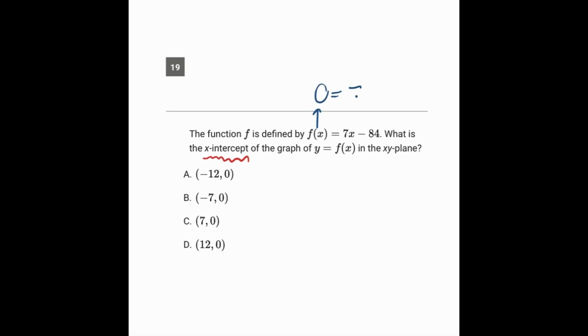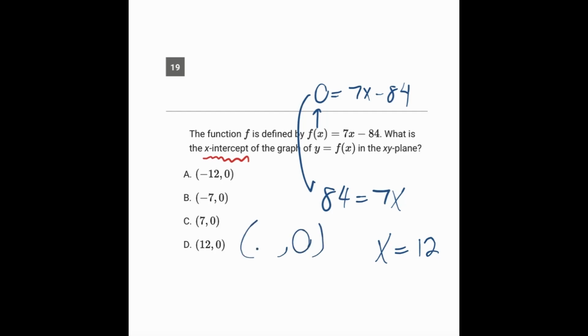So that's 0 equals 7x minus 84. If we add 84 to both sides, we'll have 84 is 7x. And now we can divide both sides by 7, and we'll get x is 12. So when y was 0, x is 12, and that's our x-intercept, and that's answer choice D here.